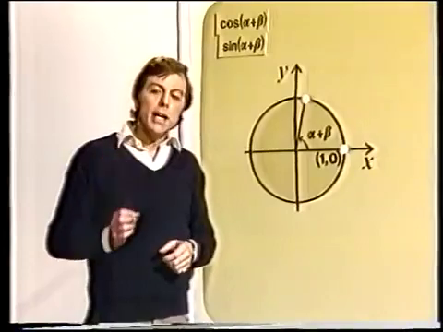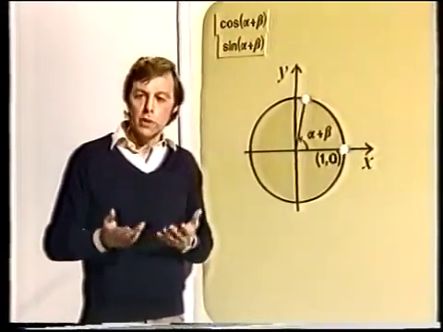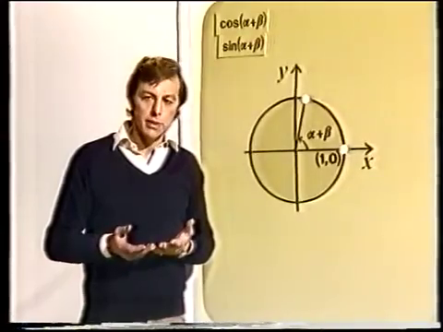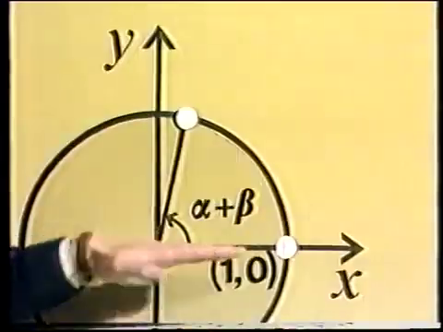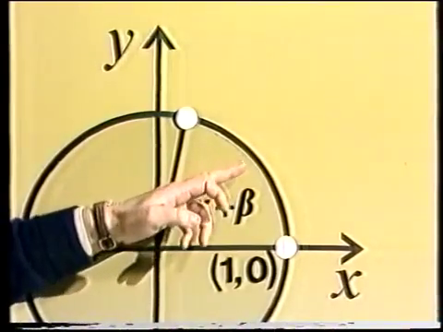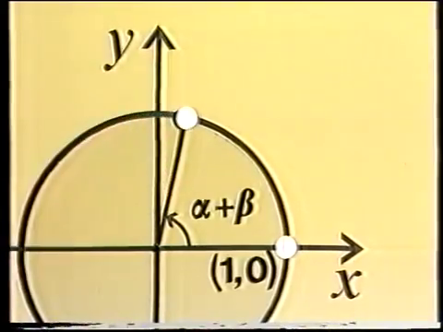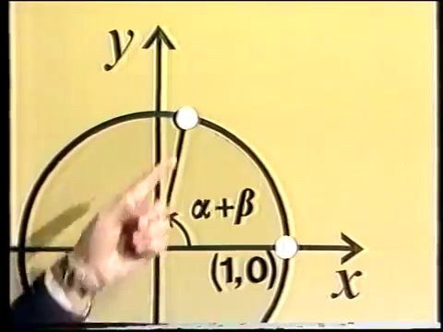Now, that simple idea of two successive rotations is the key to finding formulas for cos(alpha plus beta) and sine(alpha plus beta). When we rotate (1, 0) through alpha, we get to here, and then when we rotate this point through beta, the point moves on to where we want it. And that will give us different expressions for the coordinates of this point.